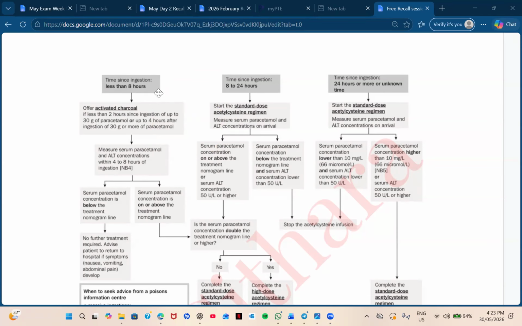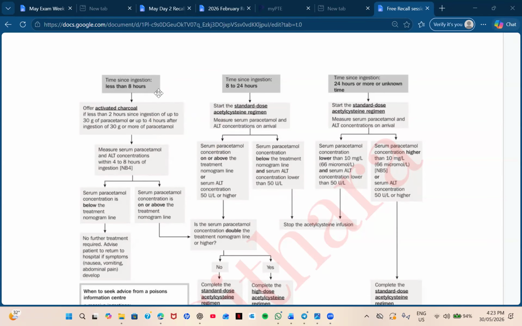Very important, activated charcoal. But recently I have not seen this type of question offering activated charcoal. Most of the time they ask to go with the next option. But remember, when to give activated charcoal we have two things: less than 2 hours and less than 4 hours. Less than 2 hours, up to 30 grams. If it is more than 30 grams, you can give activated charcoal up to 4 hours. That's a simple theory. Don't get confused. It's easy. Okay, next one.